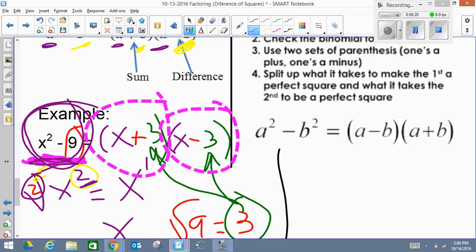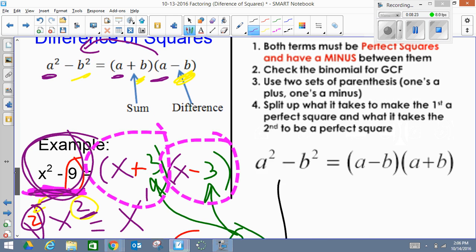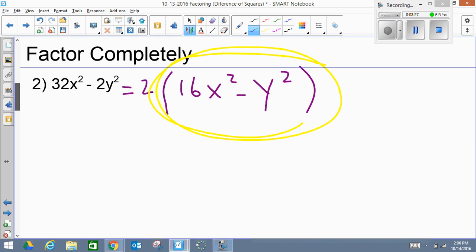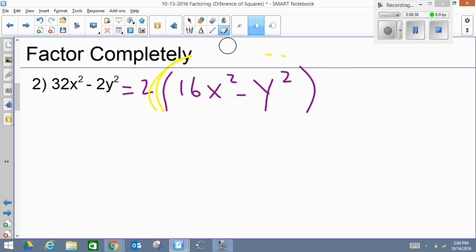Okay? So let's go back to our previous problem. Here we go. So I said factor completely. We did a common factor, which was the 2. Then I said check the parentheses. And we noticed that we had a 16x squared minus y squared. Okay? So let's write the number again. I have a 2 right here on the outside, which I'm going to erase because now it's messed up. So I have a 2 right there.